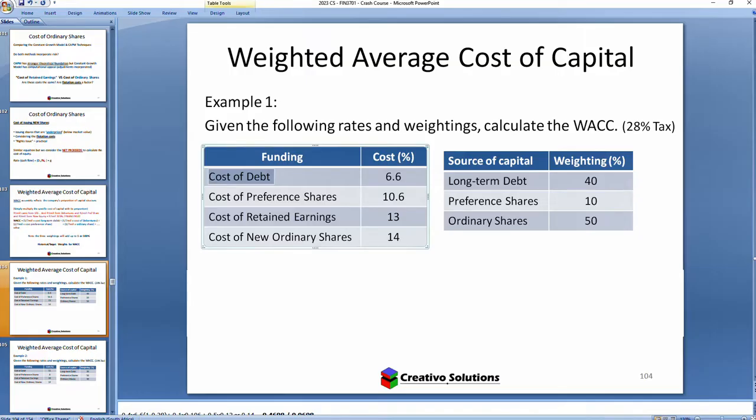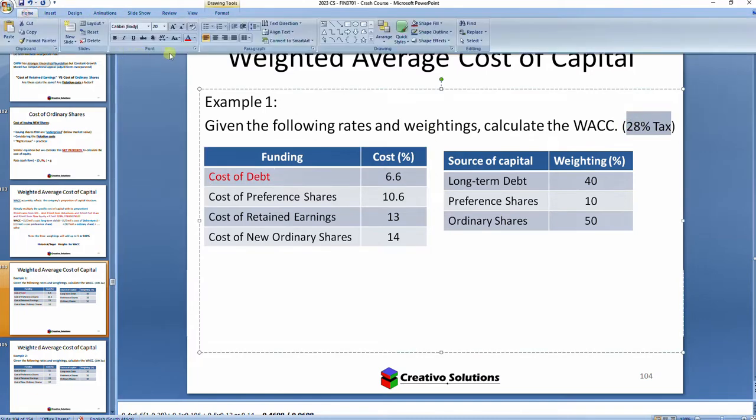You need to consider tax. Yes, you do. Okay, why? It's because it's tax deductible. Okay, debt is tax deductible. So the cost of debt, we need to take tax off.